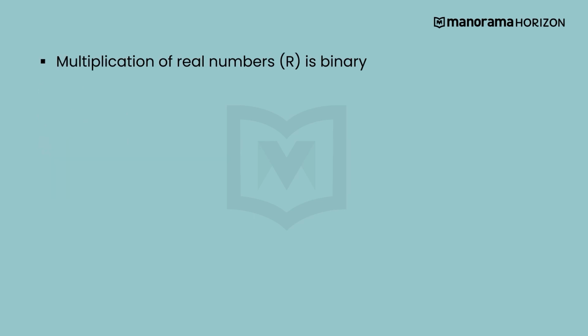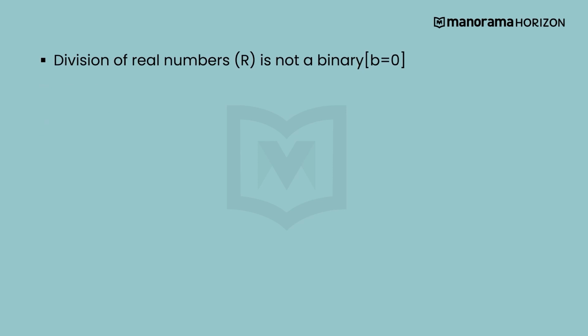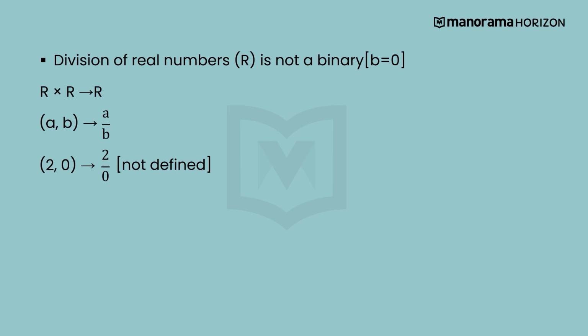Next, multiplication of real numbers is binary. R cross R to give R is given by (A, B) to give A cross B, that is A multiplied by B. For example, (2, 3) to give 2 into 3, which is equal to 6, which is also a real number. Last, division of real numbers is not binary for B equal to 0. We have R cross R to give R is given by (A, B) giving A by B. For example, (2, 0) which will give 2 by 0, which is not defined.